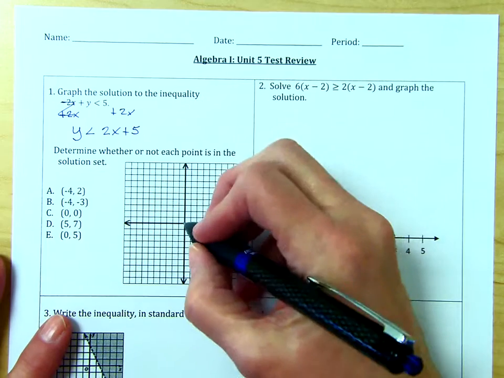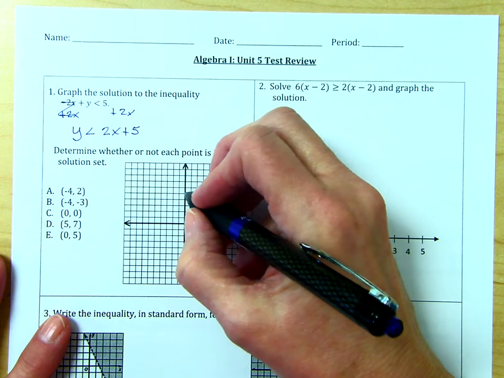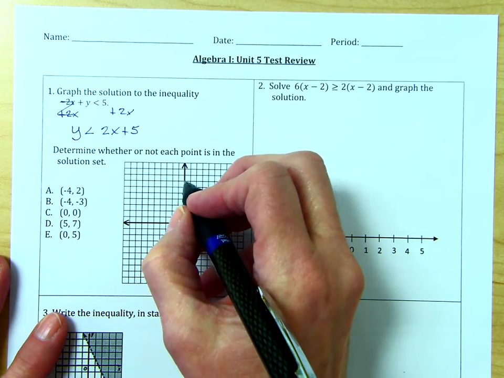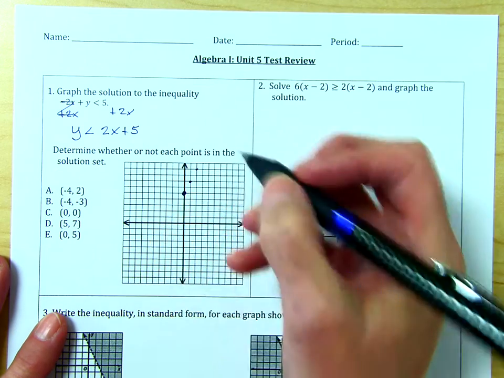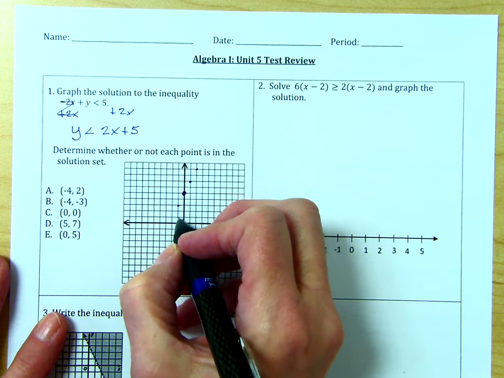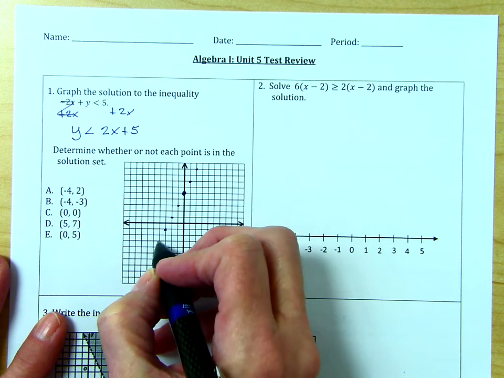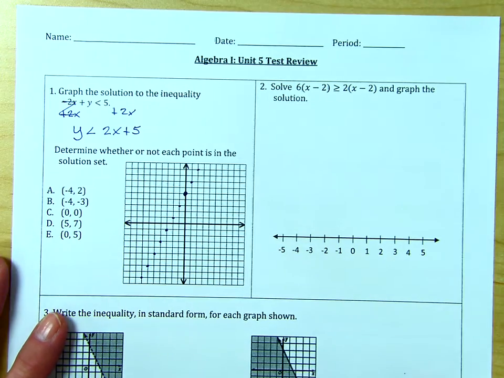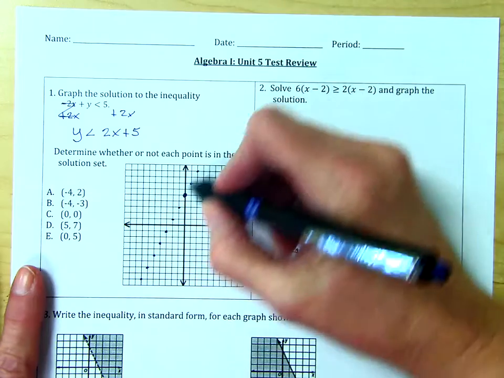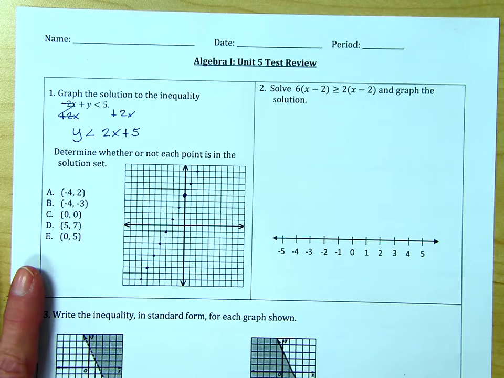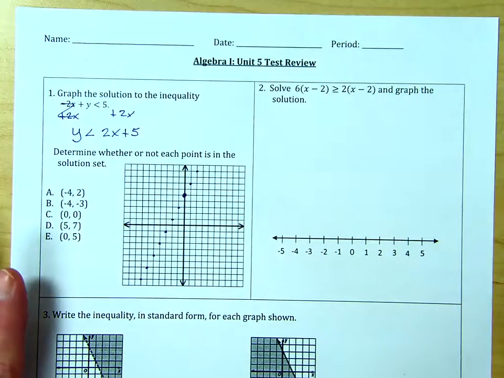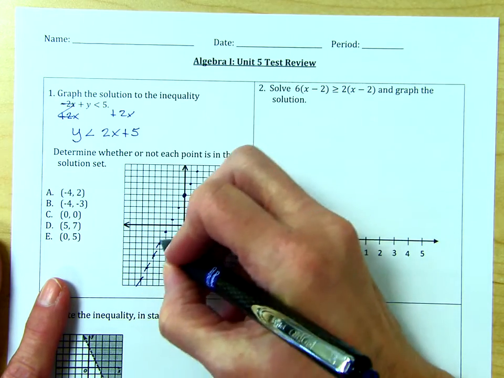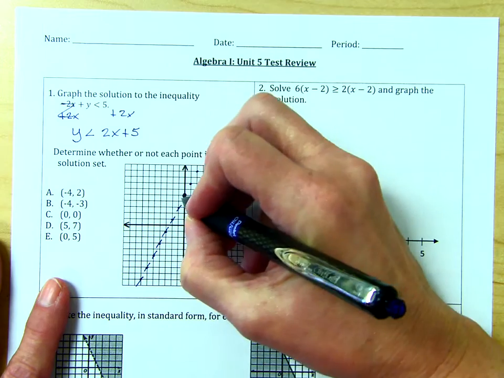We're going to look at the y-intercept of 5. 1, 2, 3, 4, 5. We'll graph that, and then we have a slope of positive 2, so that's up 2 over 1, or down 2 and back 1. And for this inequality, we do not want to connect all of these with a solid line because it's strictly less than. We will use a dashed line.